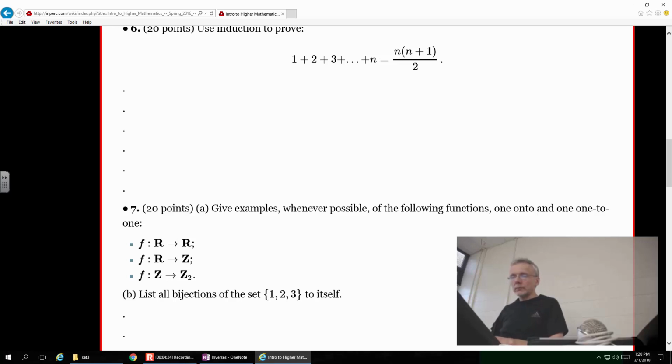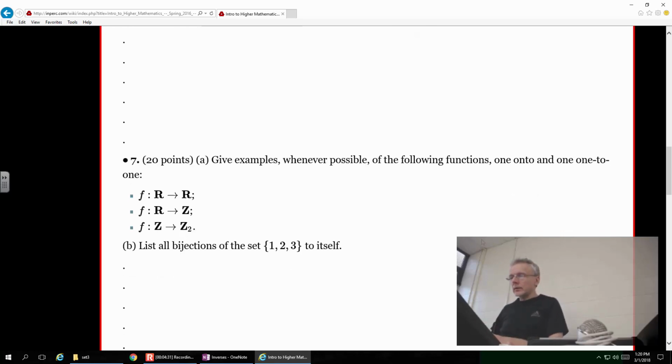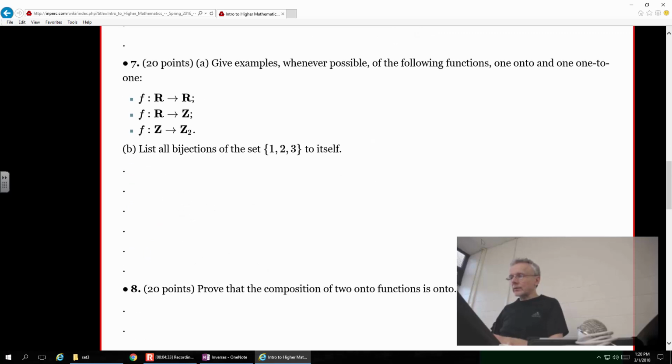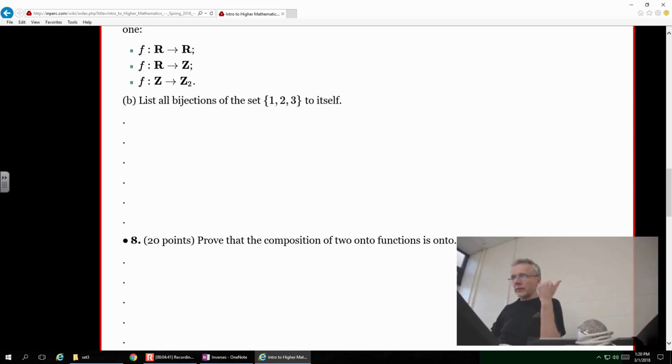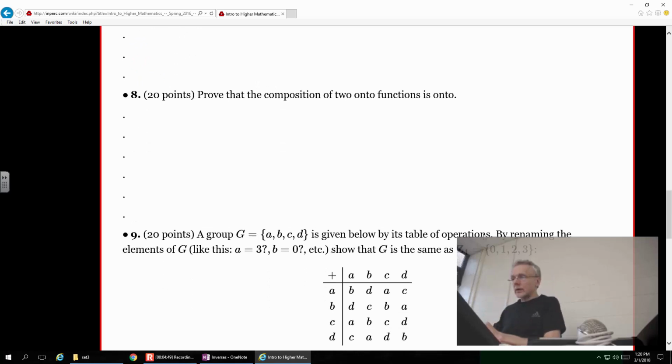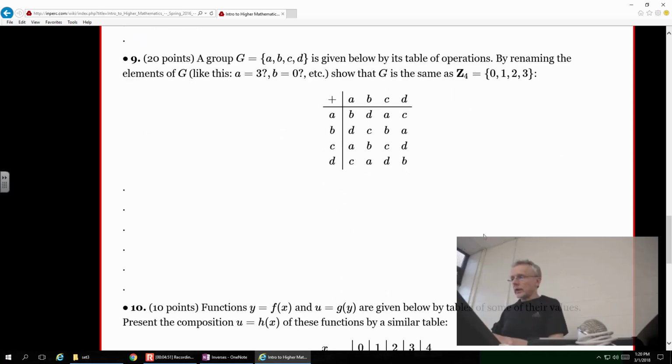I didn't mention what Z2 is, but it's just 0 and 1, two numbers. List all bijections of the set 1, 2, 3 to itself. Prove the composition of two onto functions is onto. That does not directly apply because it is a problem that we have had. That is why the problem is appropriate for a closed book test. So that's why it's here. Group. We haven't talked about that.